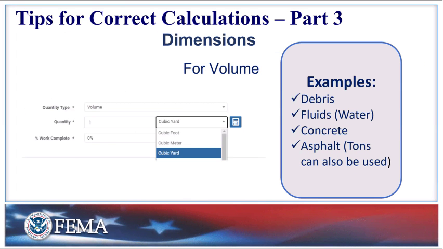Next, we have volume. And again, when we're looking at volume, we're talking about the amount of space that a substance or object occupies, or that is within an enclosed container. So again, we're looking at debris, fluids, water, concrete, asphalt. And then we have our volume listed here, our quantity: cubic yard, cubic foot, cubic meter, etc.